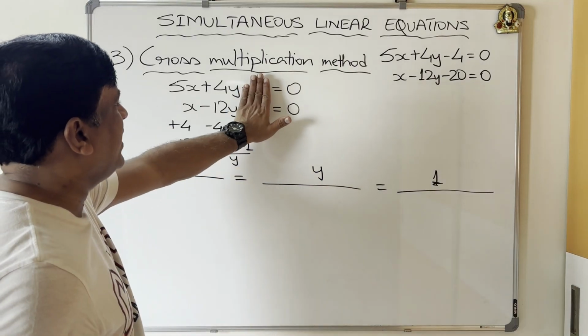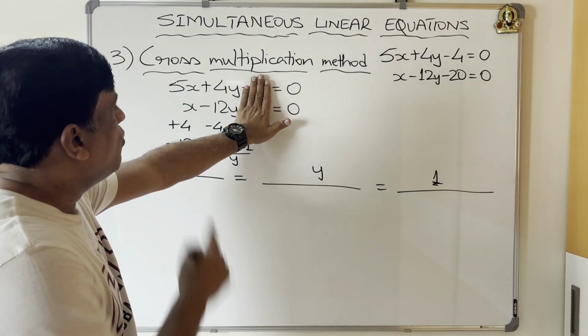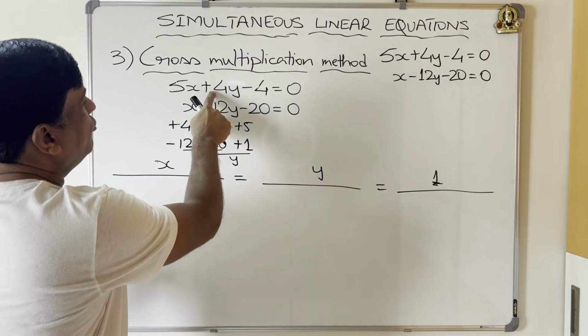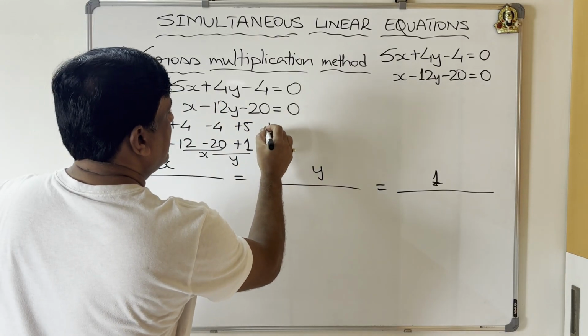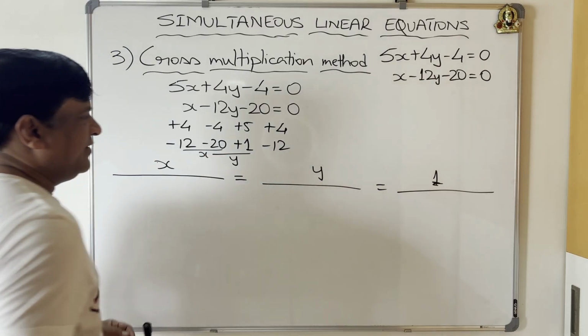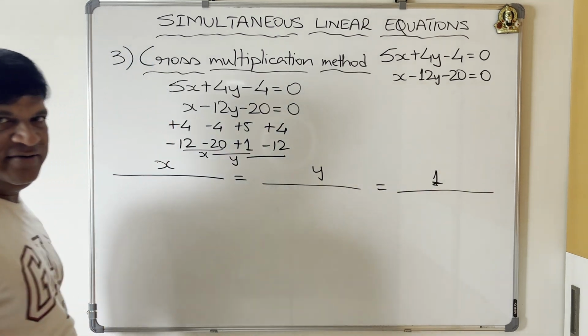And the third one, when I close this over here, what is left? I already have 5 and 1 over here. I'm going to write these two over here. Plus 4 and minus 12. Look at it. Okay, because I'm going to use these two to calculate for 1.